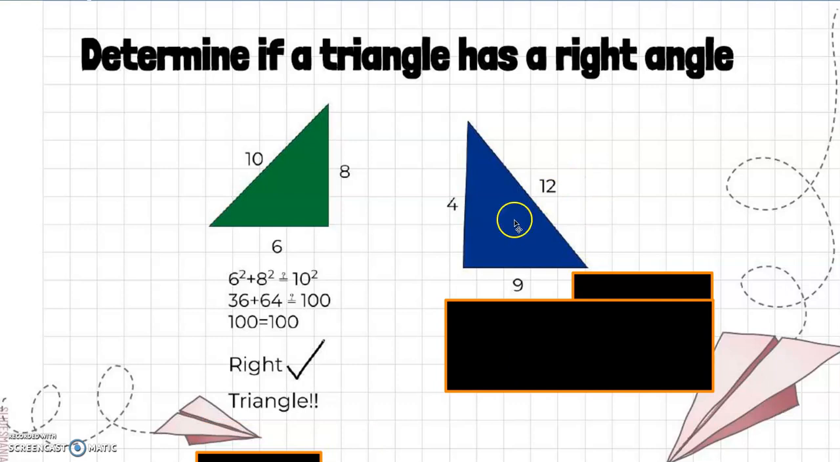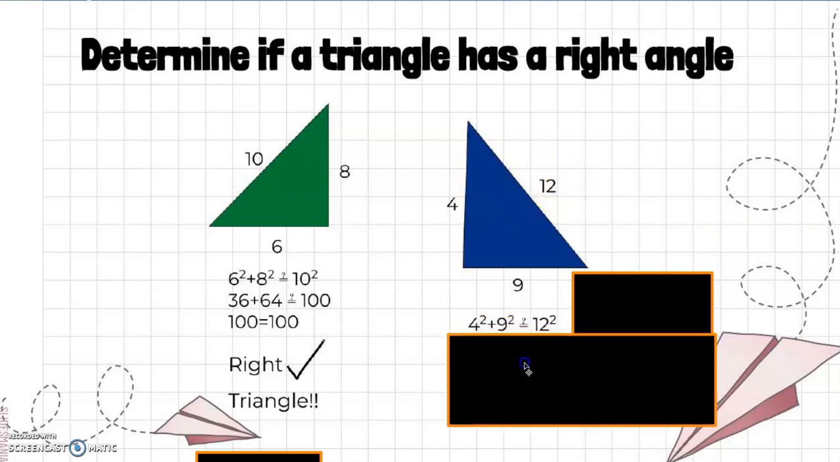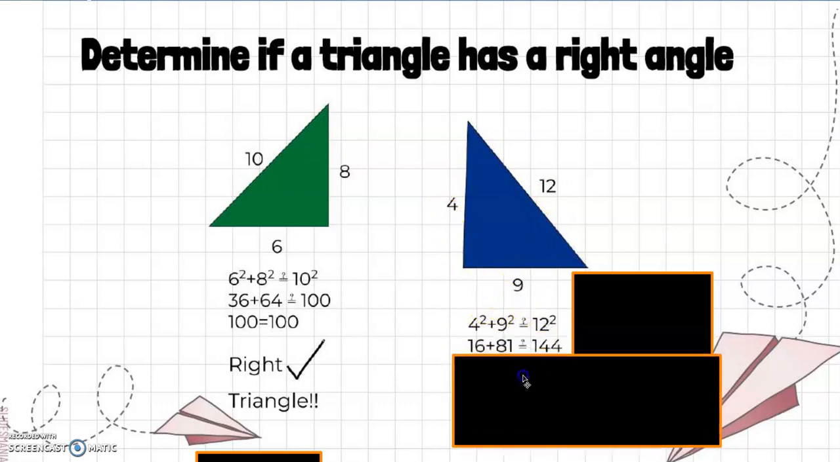Let's try with this example. Again, the longest side is the hypotenuse, so that is my 12. So I would substitute it in. 4 squared plus 9 squared, does that equal 12 squared? Well, 4 squared is 16, 9 squared is 81, and 12 squared is 144.